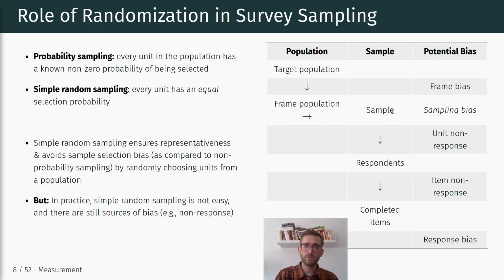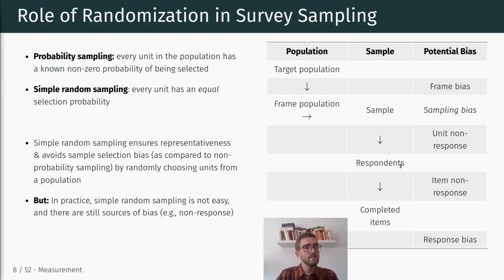Then we have our sampling frame, and then we take a random subset of that sampling frame, and that ultimately constitutes our sample. And of course, there can also be sampling bias, so we might not be able to select units or observations from the sampling frame with the right probabilities, or the same probability for all units. But there are even more problems, right? Even after we have our sample, some respondents might not be willing to participate in our survey, so that creates unit non-response, which again can lead to potential bias.